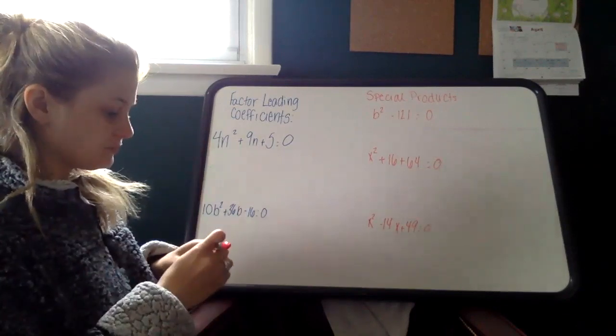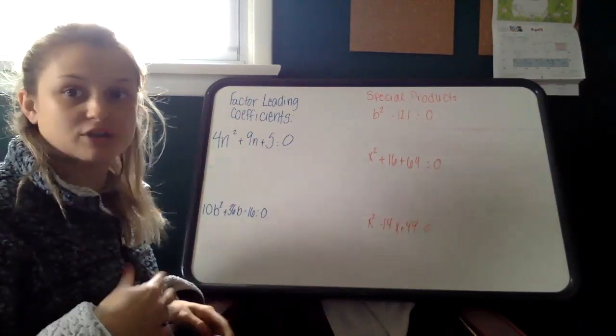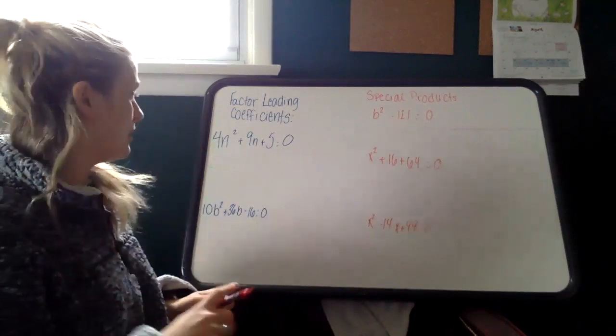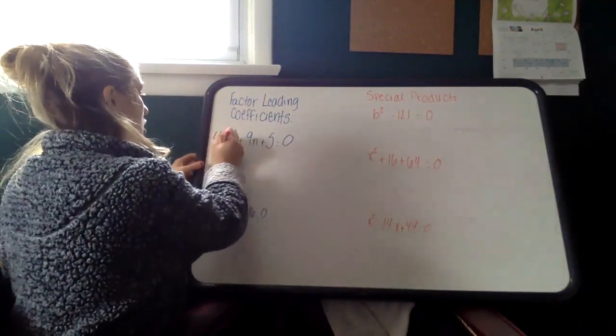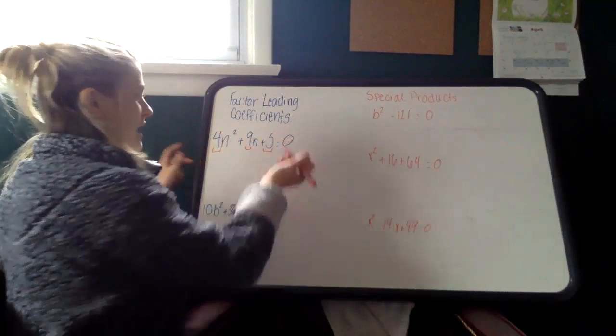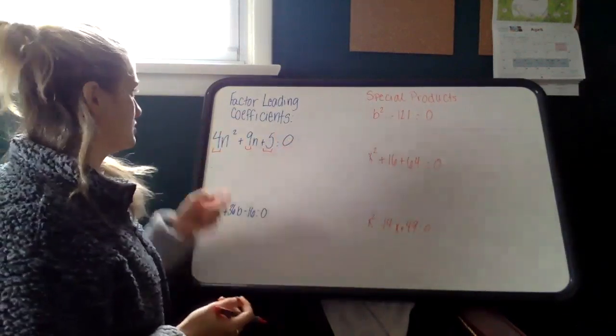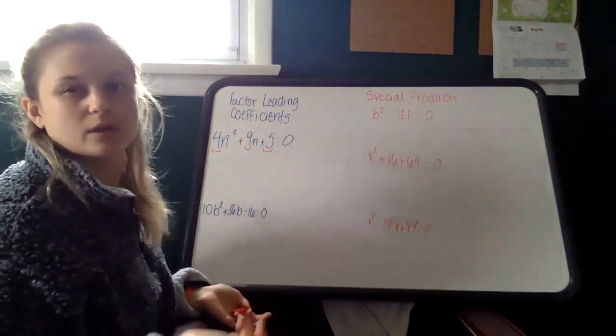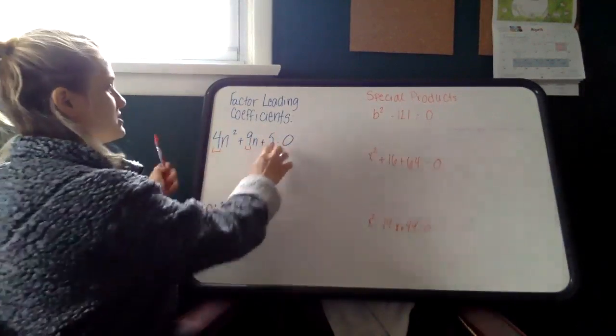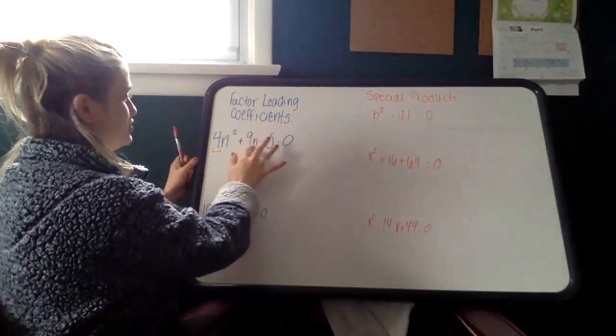So the first thing you want to do is check if there's a greatest common factor. So you want to see if a number goes into all three numbers. And in this case, there's not a number that goes into 4, 9, and 5 other than 1. So we know there's no GCF.